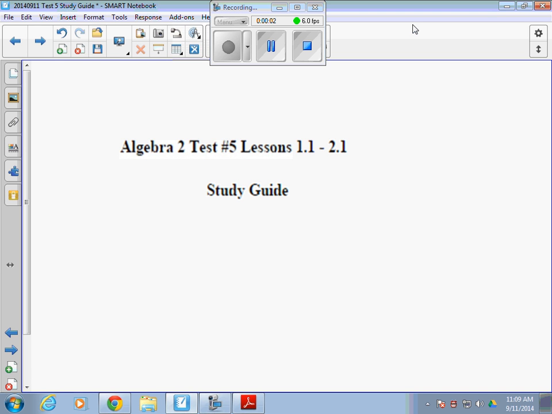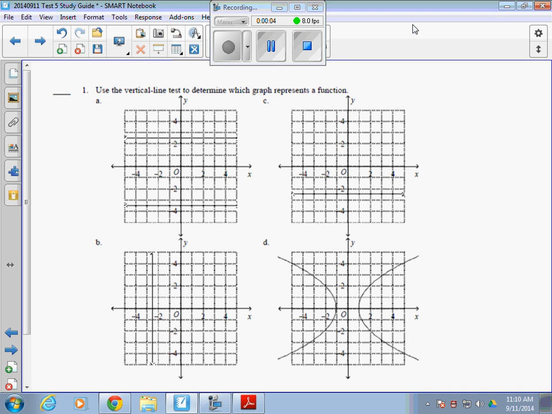It's Algebra 2, Test 5, went through Lesson 2.1. First thing is we have a very controversial question about the vertical line test. Some call it stupid, but it is very easy, so don't miss this one tomorrow.